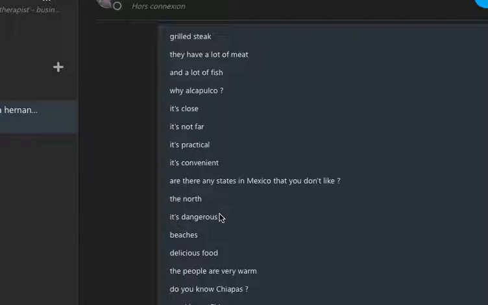Do you know Oaxaca? Yes, I know Oaxaca. I like the beaches. We're not gonna say bitches, no, because it's vulgar. So be careful of the long E and the short E. So, beaches. They have delicious food. The people are always... I want you to memorize this stuff by heart. The people are, not the people is.